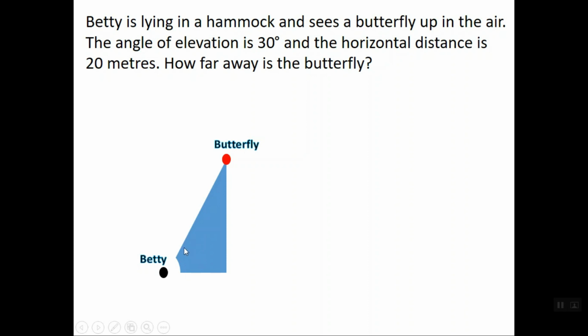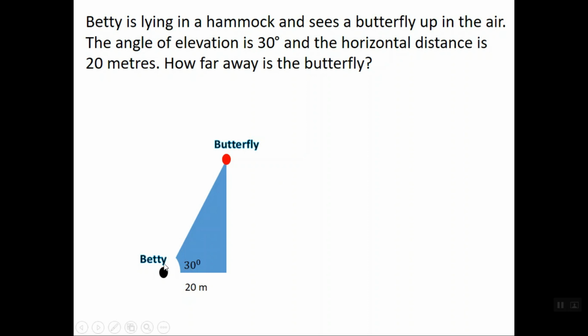Okay, so the next step now, guys, is to put that 30 degrees in. Also, the question tells you that the horizontal distance is 20 meters, which means that I can put that 20 meters there as well. And then it says, how far away is the butterfly, which means I need this distance, guys. I need the distance from Betty to the butterfly.